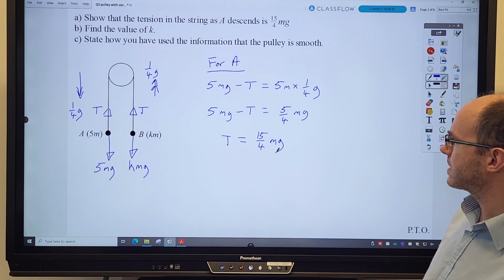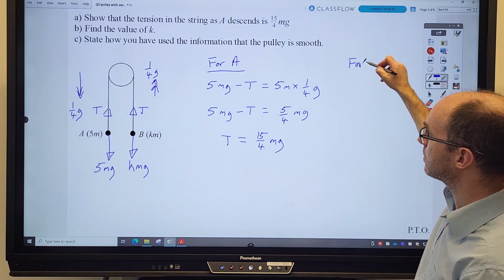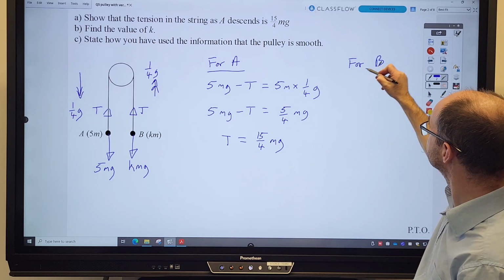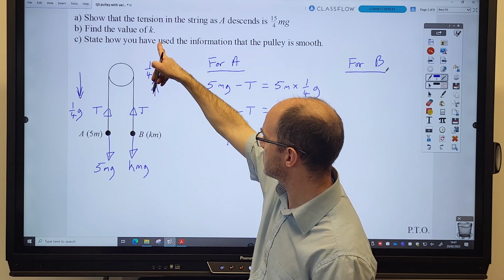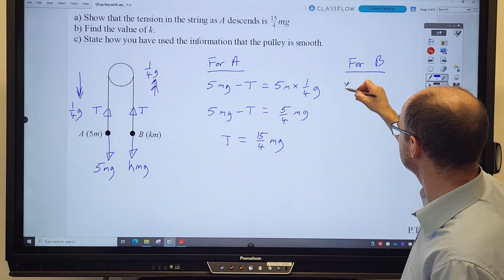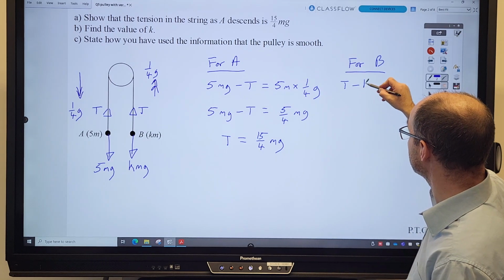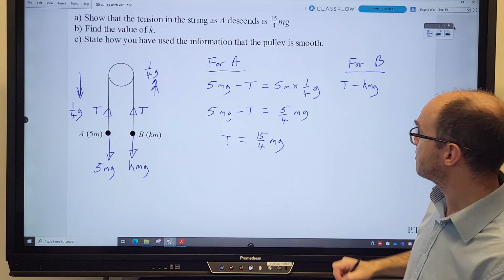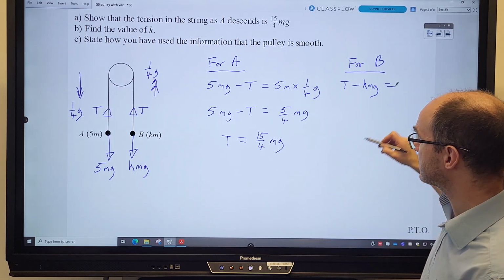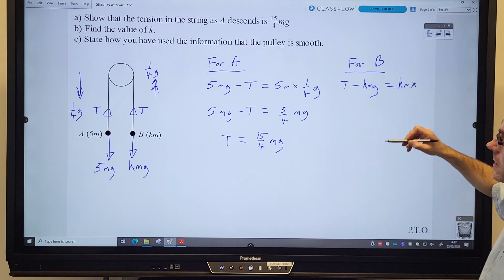Next, find the value of k. To do that, we're going to have to look at what's happening with B. So with B, it's moving upwards. So T is going to be positive, and opposing that will be the weight. So subtract kmg is equal to mass, which is km, multiplied by acceleration. Again, it's 1/4 g.